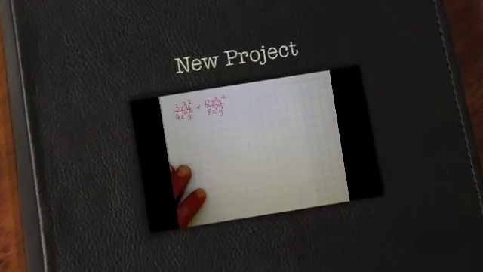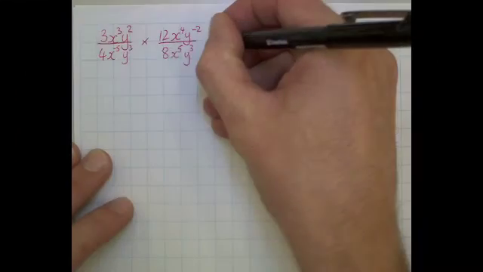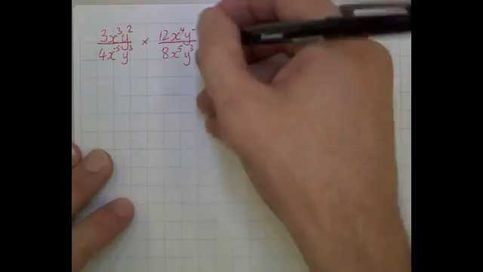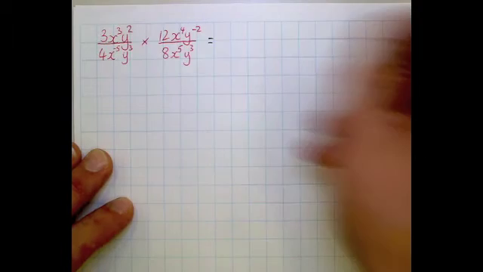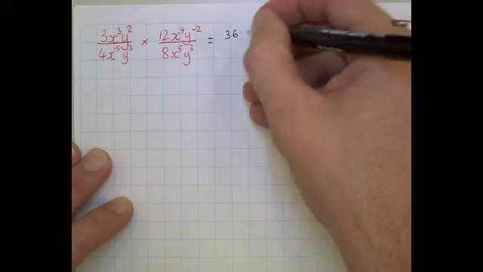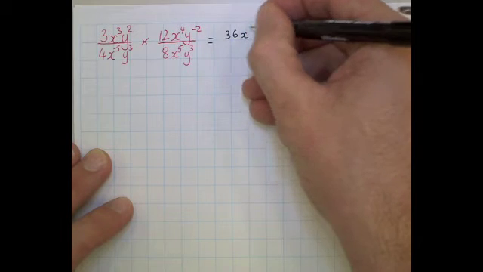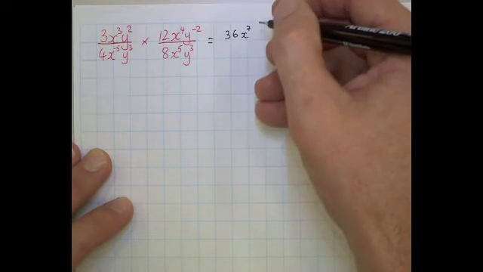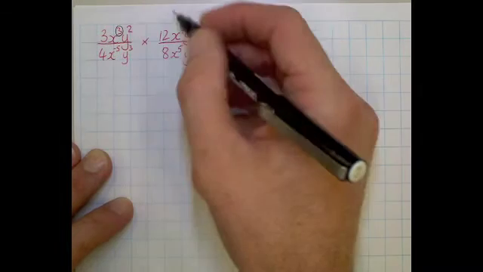Alright guys, we're going to focus on the first two harder questions in class in this video. So we're going to look at that first one there. Now remember, we multiply the whole numbers first, so we've got to look at the 3 times the 12 to give us 36. We then look at the x's. We've got x cubed times x to the power of 4. That gives us x to the 7. So the 3 plus the 4 gives us 7 there.